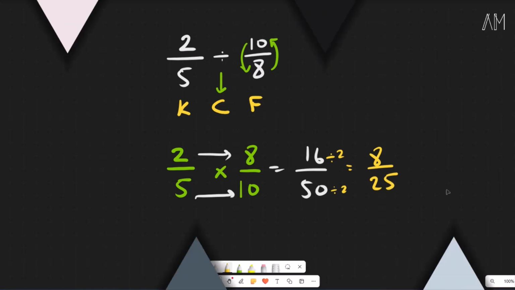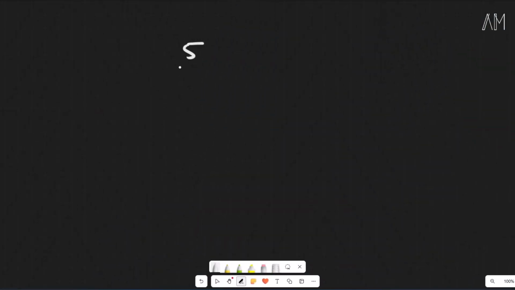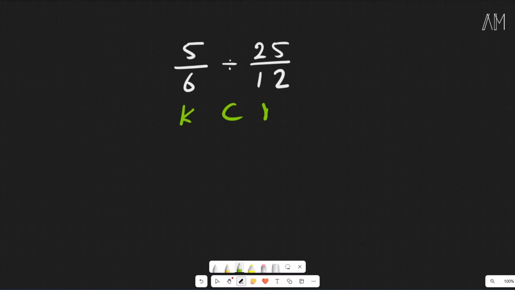Now let's take another example. Let's say here I have 5 over 6 divided by 25 over 12. Apply the keep, change, flip. Keep the first fraction as it is. Change the division into multiplication and flip the other fraction upside down and apply the multiplication.